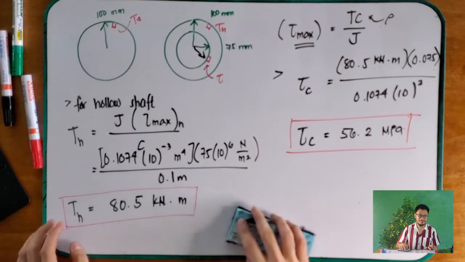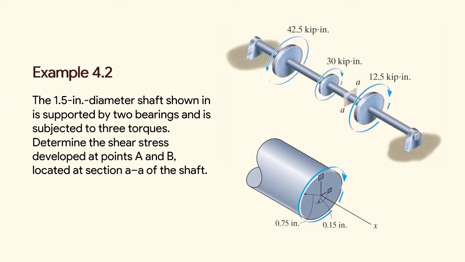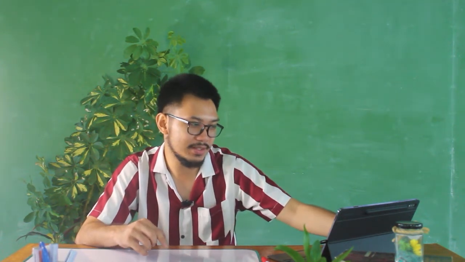Another, we'll have 3 examples para mahasa mo. Okay. So for our second example, we have this shaft that is supported by 2 bearings, and kaning shaft may tulo ka torque nga gi-apply dire. Okay. And we have to determine the shear stress at points A and B of this material. So kaning points A and B, gi-zoom in ang atong cross-section sa atong shaft at section AA, and makita ang atong A and B. We have to determine the shear stresses at those points.